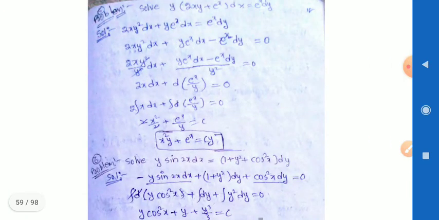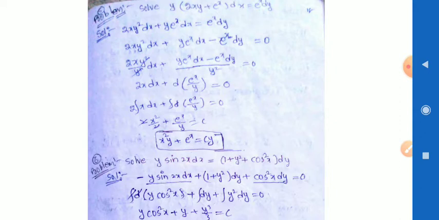Now we have another problem. Problem number 5. The given problem is: solve y into 2xy plus e power x dx is equal to e power x dy. Now by multiplying y we get 2xy square dx plus y e power x dx is equal to e power x dy.